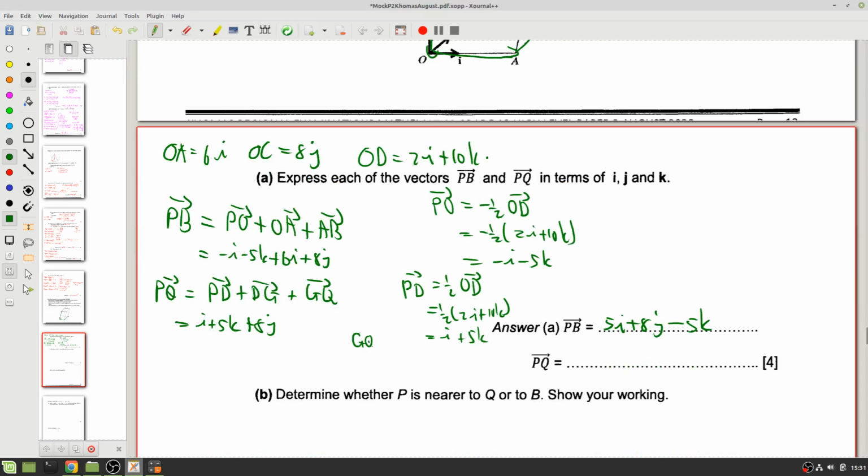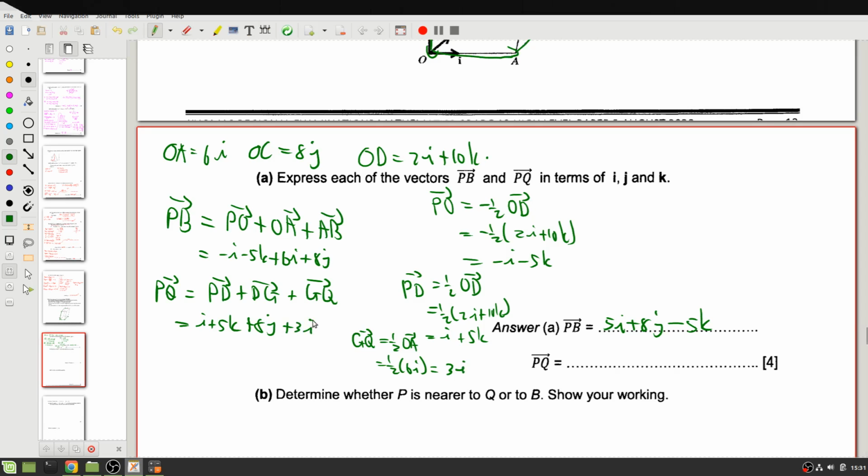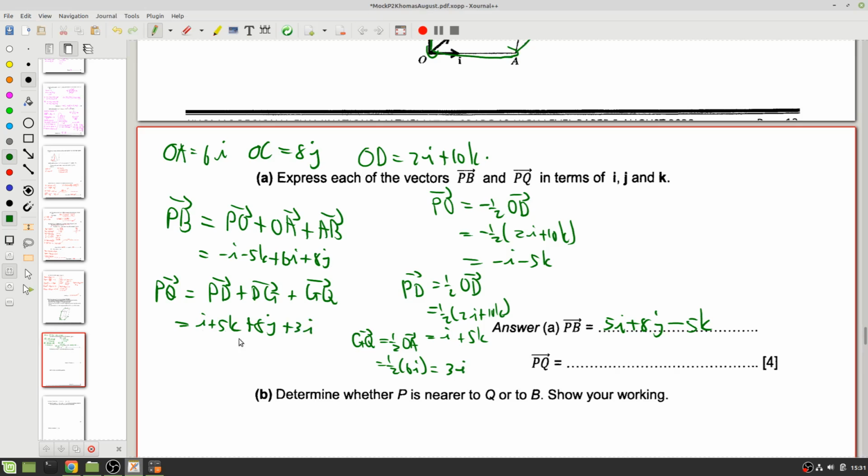GQ, we said, is the same as half of OA. So that means it's half of 6I, which gives us 3I. So GQ is 3I. Okay, let's collect the like terms. So I plus 3I is 4I. And then we've got, where's the J's? 8J. And finally plus 5K.